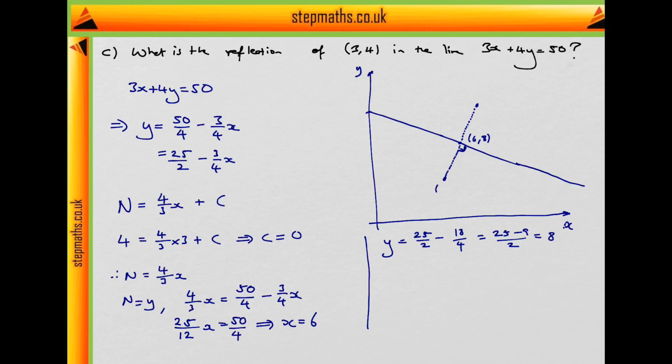So down here we have our point (3, 4). We've moved across by 3 and up by 4. So we move up by another 4 and across by 3 to give us (9, 12). So that gives us an answer of A.